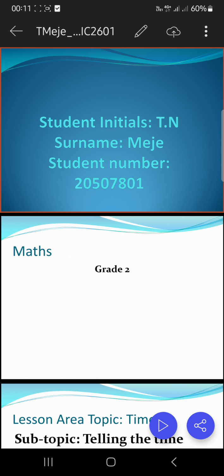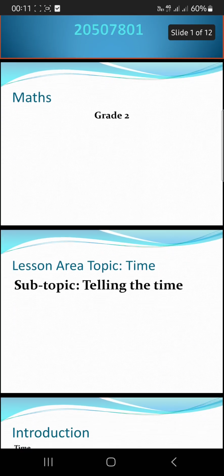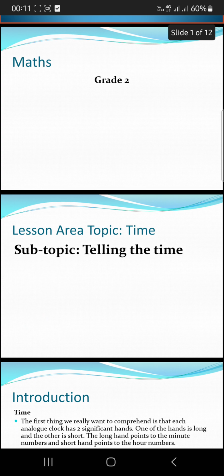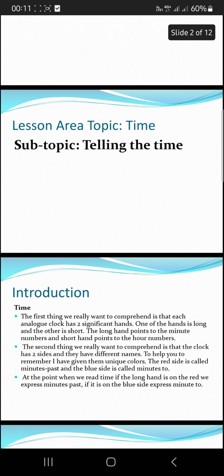Today I will be taking you through mathematics grade 2. The topic I'll be talking about is time, telling the time. It is very important to listen carefully because time is very important. Everything we do in our daily lives we do according to the time. So that's why time is very important. You need to know time. Before you do anything, you need to know the time.